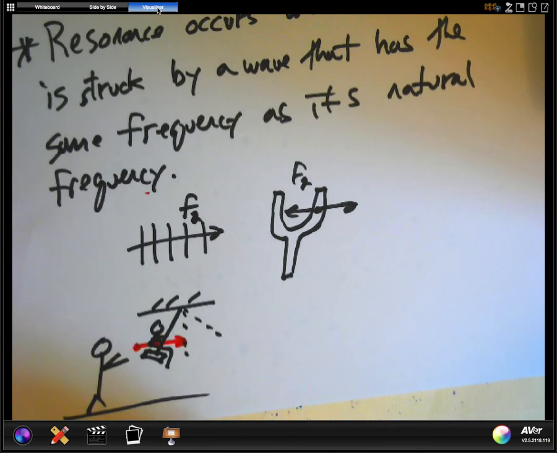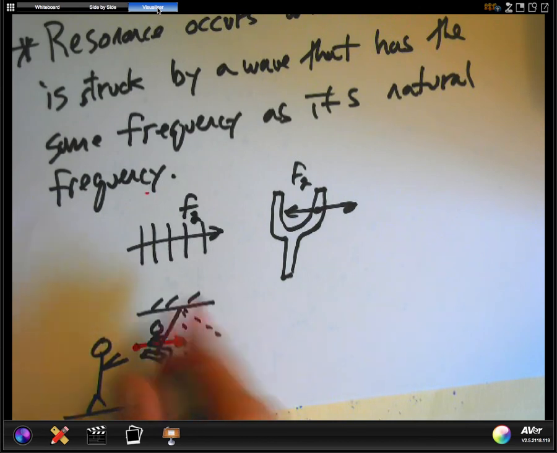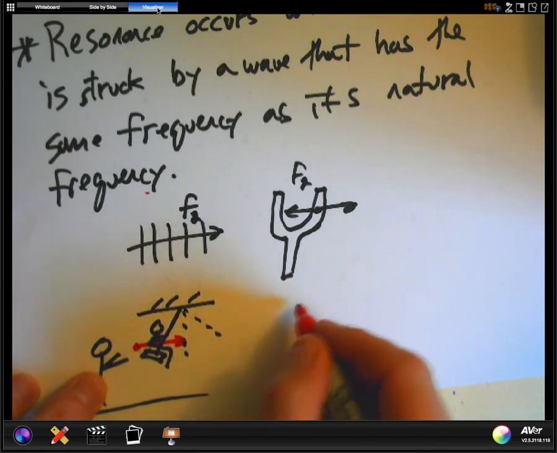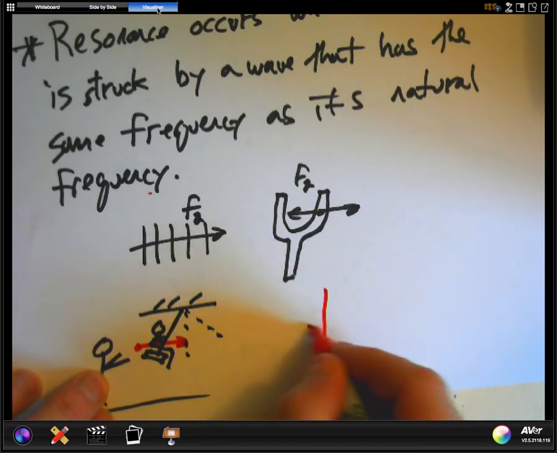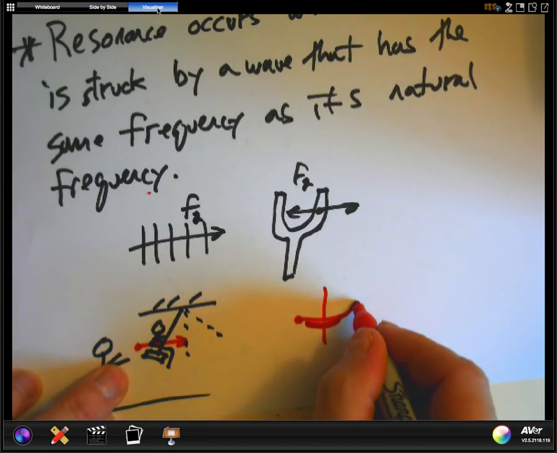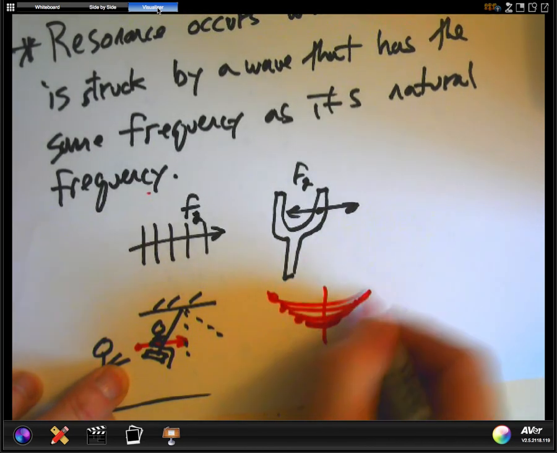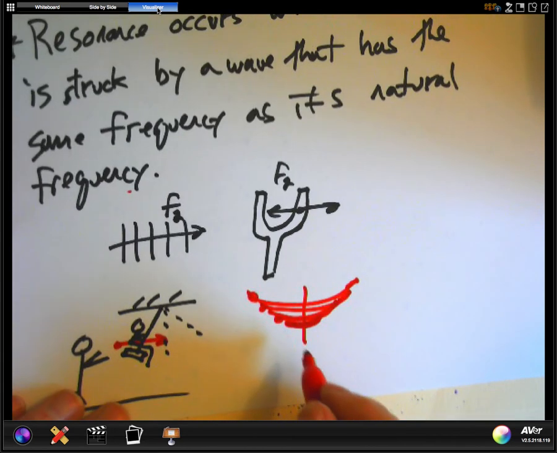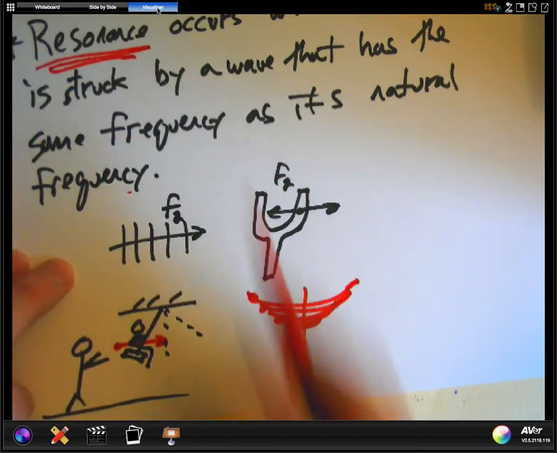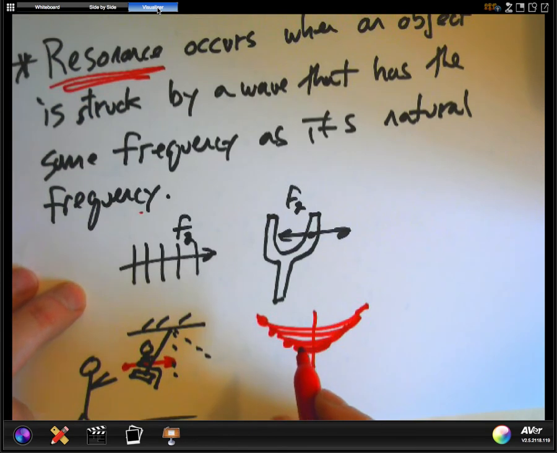If we give them a push when they're at the peak, the swing oscillation will get bigger. So if our swing was swinging back and forth like this, if we push them right over here, we can make them swing further. If we push them again, we can make them swing further. Push them again, we can make them swing further. So if we push at the correct time, we can make the swing get bigger and bigger and bigger. And so what resonance does is resonance increases the amplitude of the oscillation.